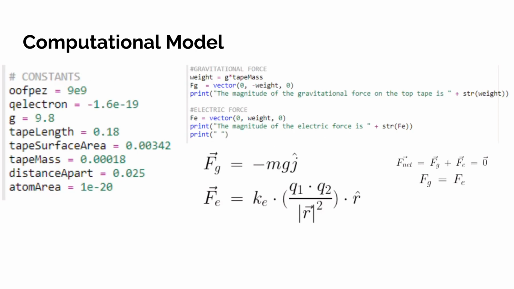This slide here shows the computational model. On the left we have the constants, and on the right we have the equations for gravitational force. These are the equations that we are going to be converting into code.